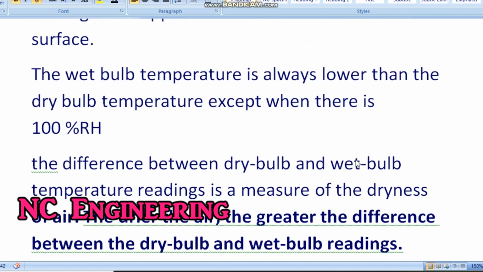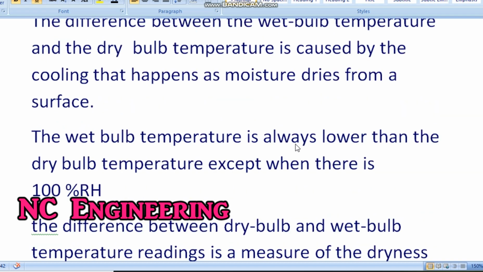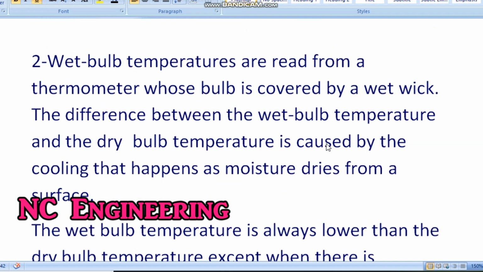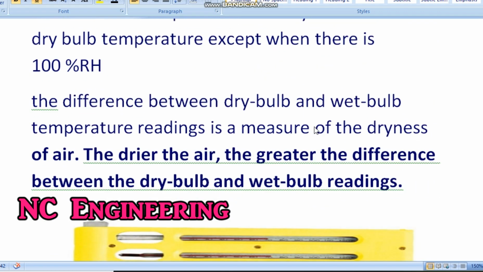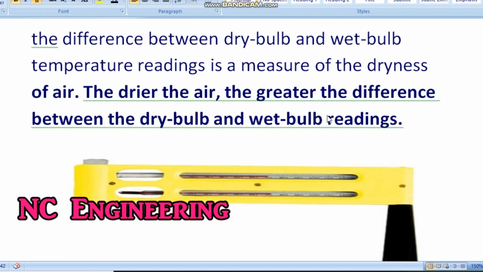But if the relative humidity is 100% and there is no chance for evaporation, no moisture dries from the wet wick covering the bulb of the thermometer. Ultimately the temperature will remain the same, and the wet bulb temperature and dry bulb temperature will be the same.